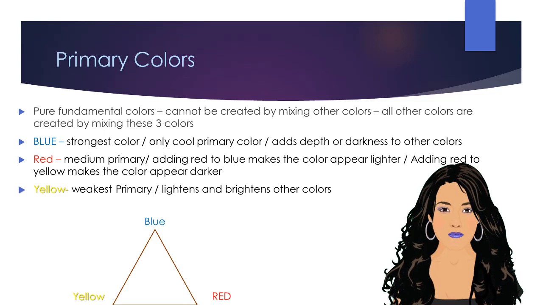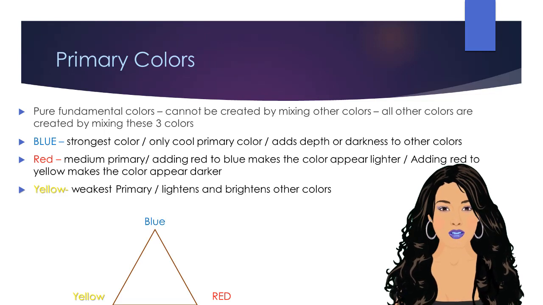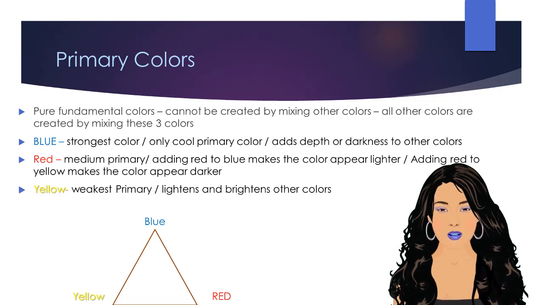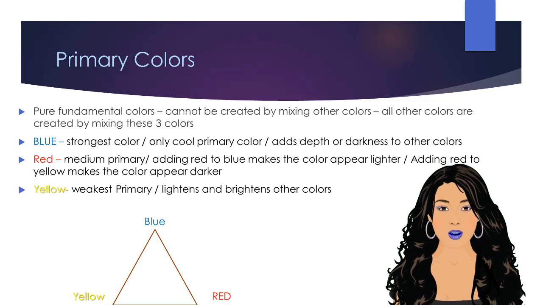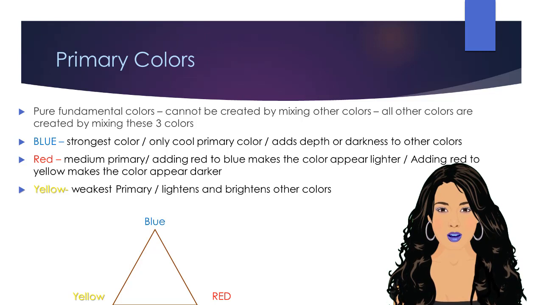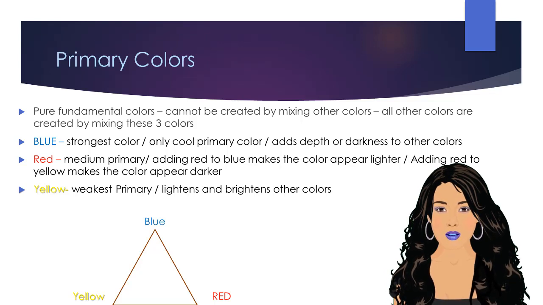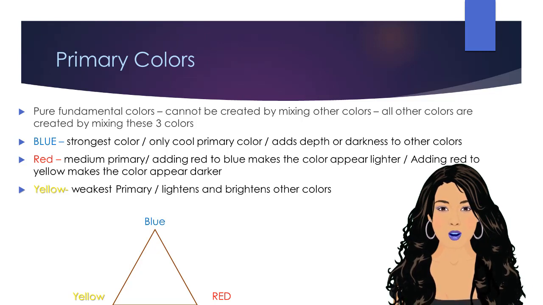Primary colors are pure, fundamental colors. These colors cannot be created by mixing any other colors. Yet, all other colors are created by mixing these three colors. Blue is the strongest of the primary colors and adds depth or darkness when mixed with other colors. Blue is the only cool primary color.